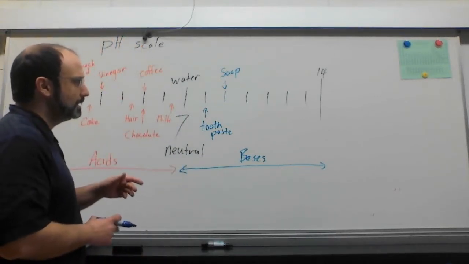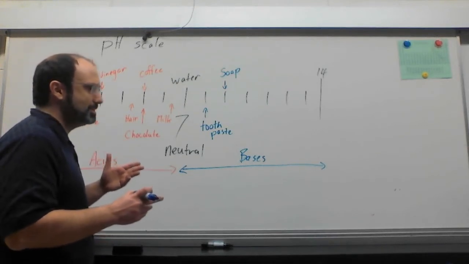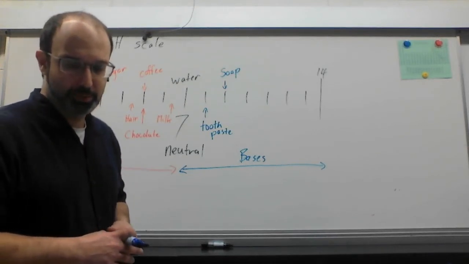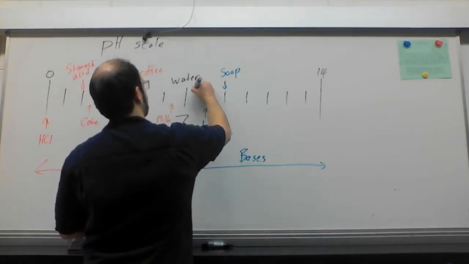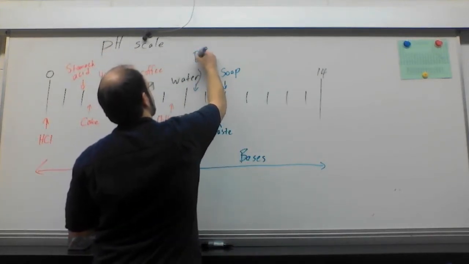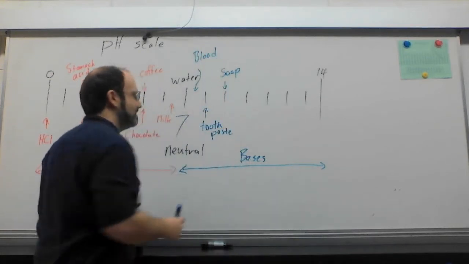Now, okay, toothpaste, soap. Already, these are really unpleasant. Do we have any more examples here? Okay, how about, we'll put one right here. Blood, 7.5.